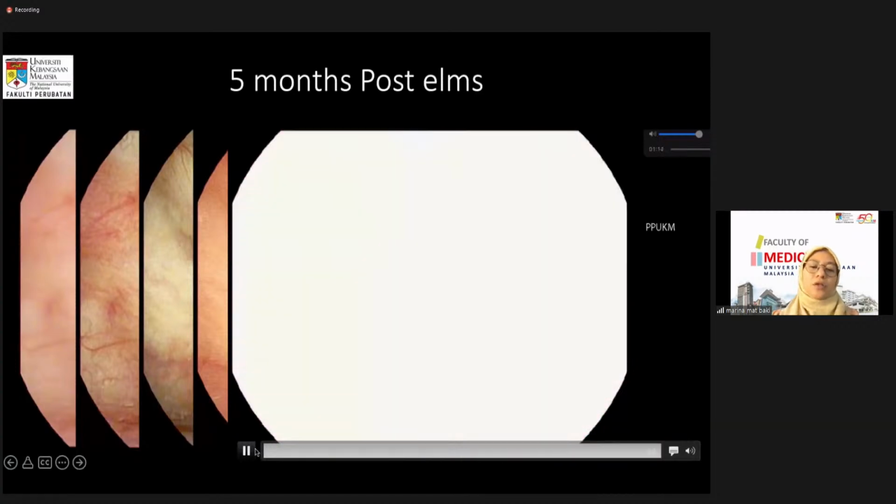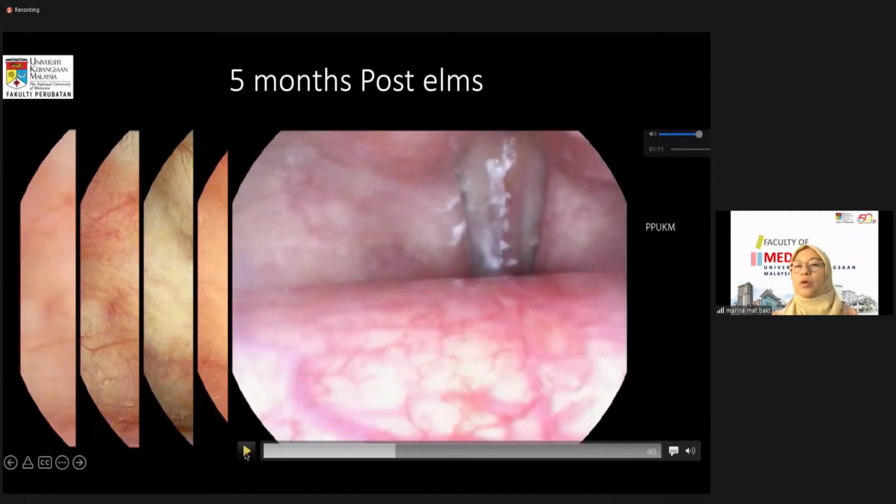Okay, so you want a symmetrical mucosal wave. However, there is some redness. Probably there's a little tiny scarring over there, but there's no non-vibrating segment. Everything is good. The patient is happy with the voice.